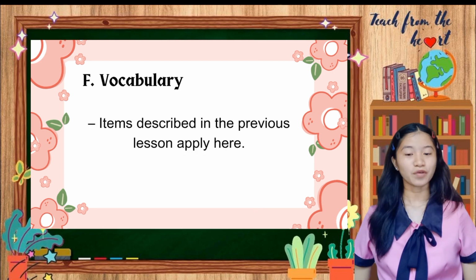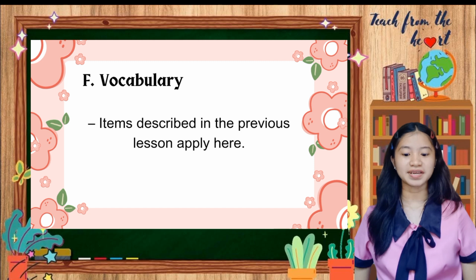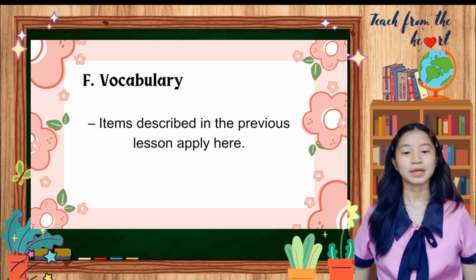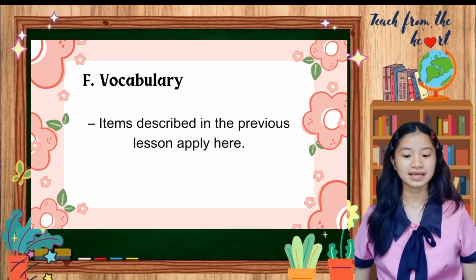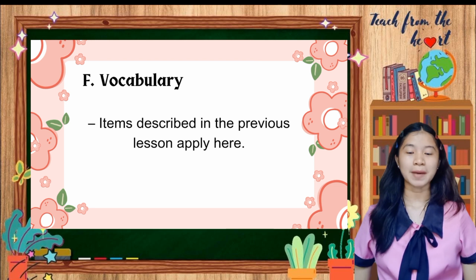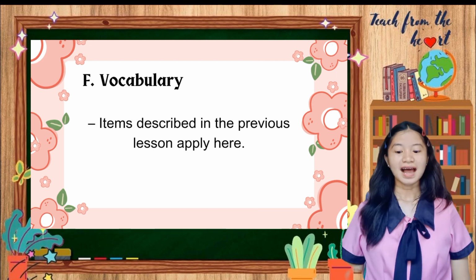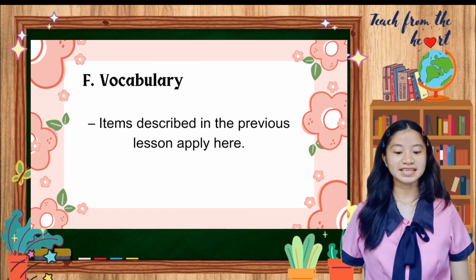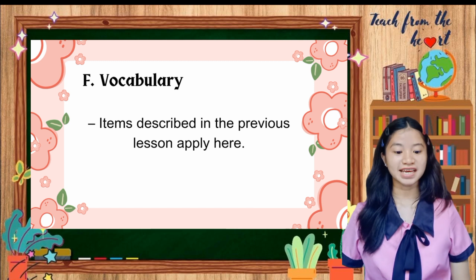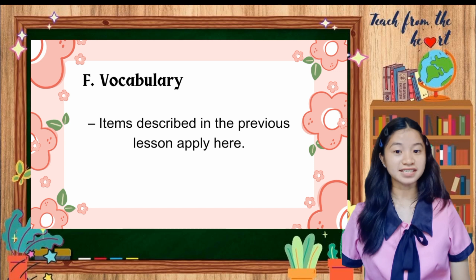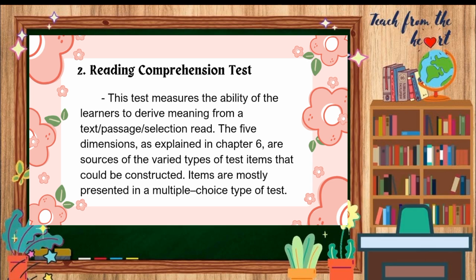Next is vocabulary. Vocabulary is the collection of words that a person knows. It can be divided into two main types, the active vocabulary and the passive vocabulary. Active vocabulary is the set of words that a person can use in their own speech and writing, while passive vocabulary is the set of words that a person can understand but does not use in their own speech and writing.